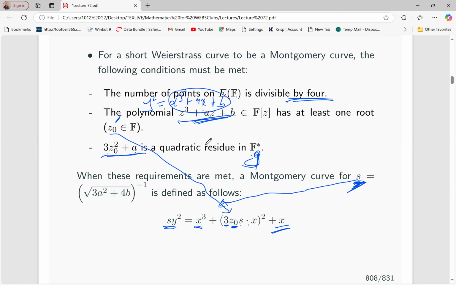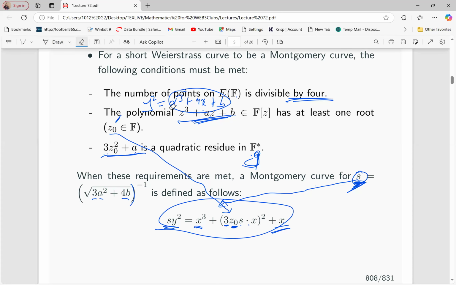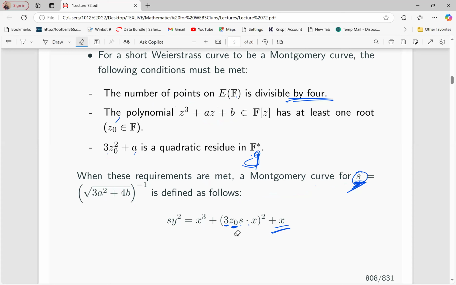How do you convert now? Take 3 multiplied by a squared, add it to 4b, then get the square root of that, then the inverse of that square root. You call it S. Then just do this, and you have the Montgomery equation. We just want to look at 1 or 2 examples to make these points clear. Of course, we need to know the Montgomery equations, elliptic curves, because they are very much applicable in real life situations.